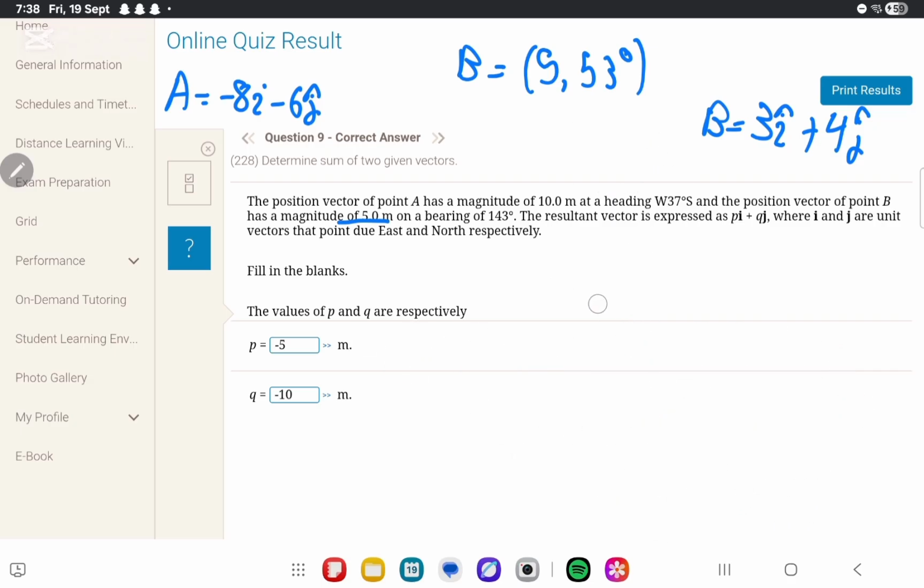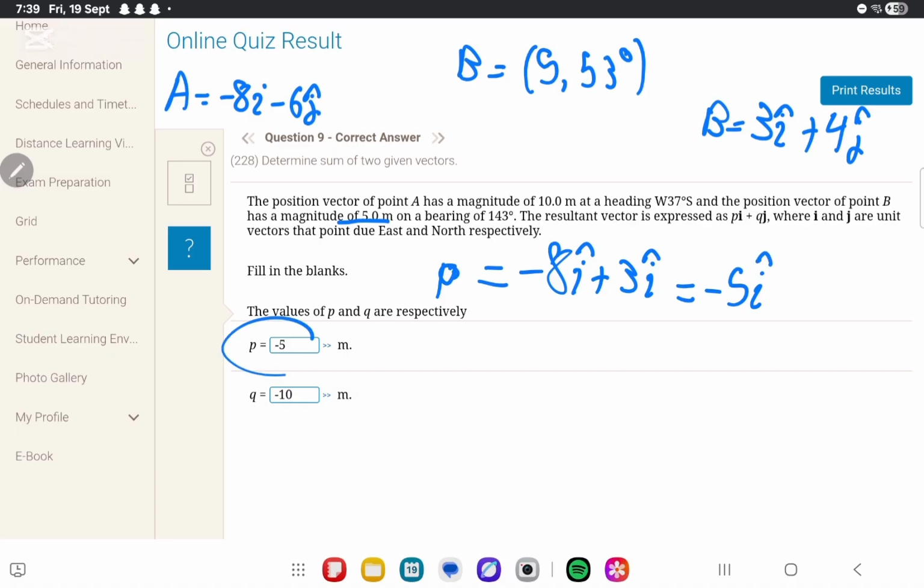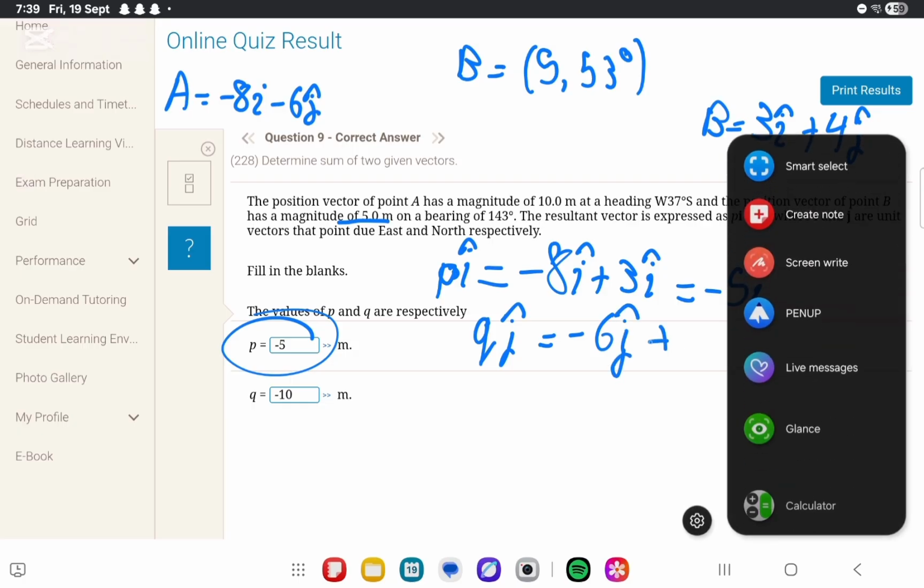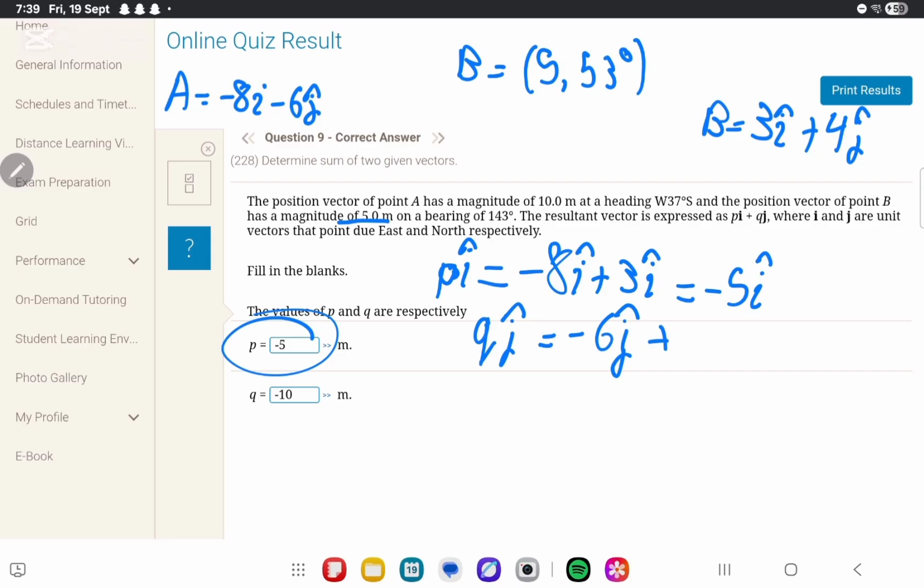They want the resultant, so I combine i with i and j with j. So negative 8i plus 3i, which equals negative 5i. And they said it's expressed in the form pi plus qj, so this is equal to p. P is negative 5. Okay, now for q, I'm combining my j, right? So it's going to be negative 6j plus 4j. Or sorry, one second, I think I did something. Here's what I did wrong. Okay, I just realized.